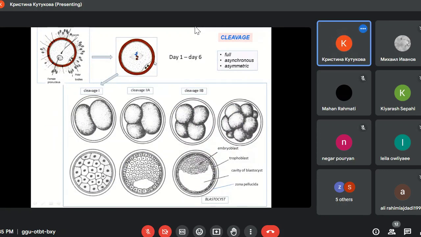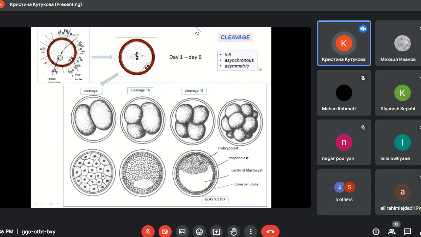Now we have the zygote, and it immediately starts to divide. And this division is called cleavage. Cleavage, unlike mitotic division, is when daughter cells are twofold smaller than the mother cell. And again, each cell, which is called a blastomere, divides once again, and daughter cells become smaller and smaller, and the total volume of the embryo doesn't increase as a result of cleavage, unlike mitotic division.